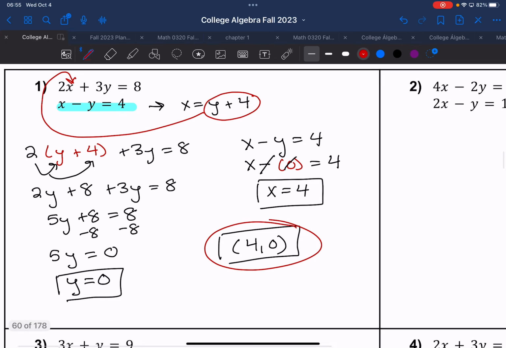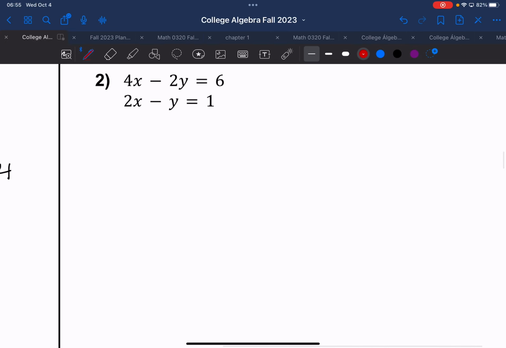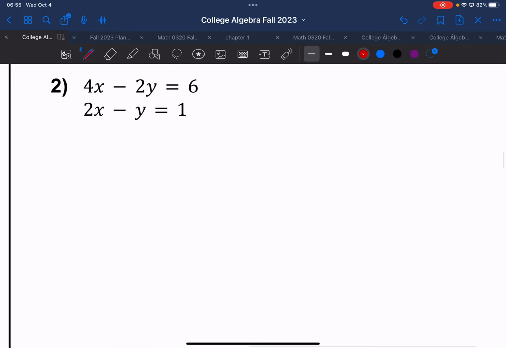Okay. So looking at number 2, we have 4x minus 2y equals 6 and 2x minus y equals 1. We're still using substitution, so we have to determine which equation would be the easiest to get a variable by itself. Which one would that be, top or bottom? Good, bottom. And which variable is easiest to get by itself? Y. So that's what we're going to do.